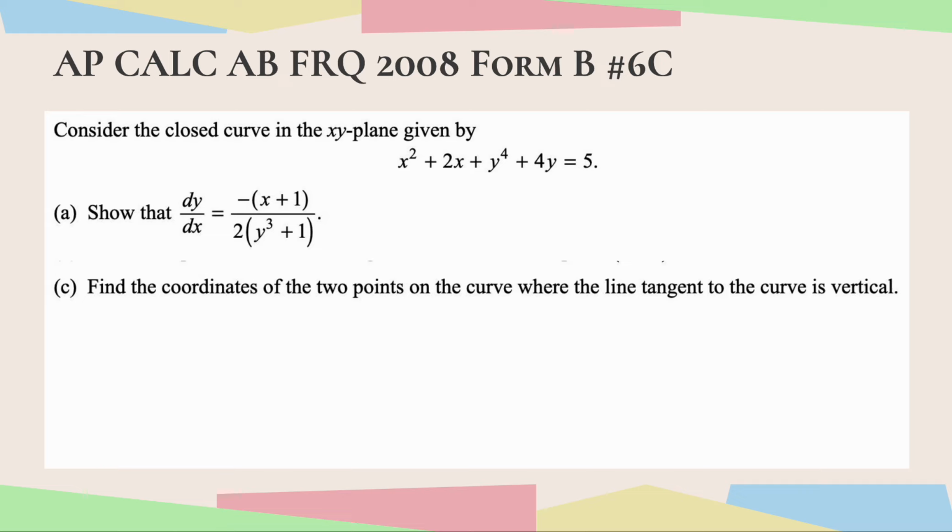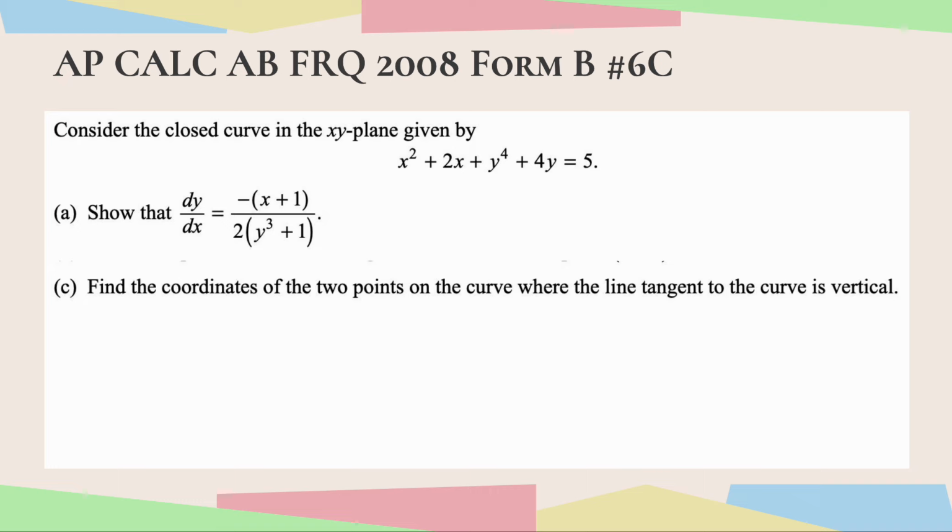In this video, we're covering the 2008 FRQ Form B, question number 6C. In a previous video, we already solved parts A and B. Please check those out if you haven't done so yet. Part A required us to verify the derivative provided using implicit differentiation. We are going to now use that to help us solve part C, which asks us to find the coordinates of the 2 points on the curve where the tangent line is vertical.